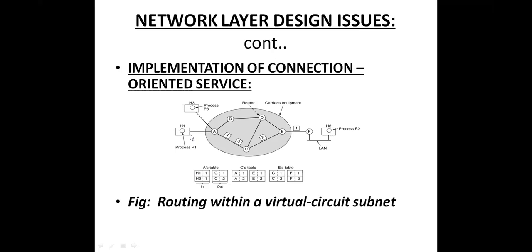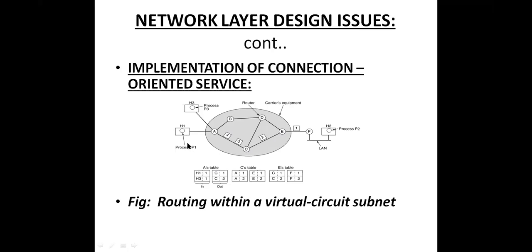If you observe here, this is A's table: H1, using the virtual circuit number 1. Whenever A takes the incoming packet, it forwards it to C. This is the connection. I repeat, follow the cursor. This is the connection setup. All the packets need to be forwarded along the same route. This is connection number 1.